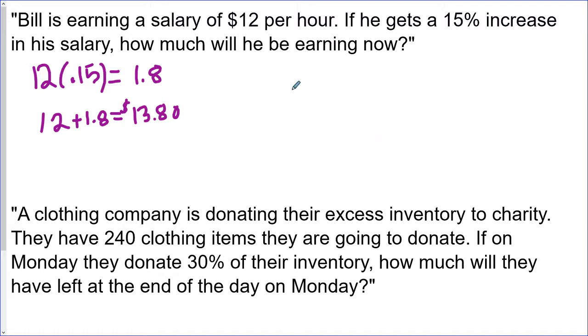For the one-step one, what I would do is I would do 12, 15% increase. So I'm going to have 1 plus 0.15 because I'm increasing it by 15%, which is just 12 times 1.15, which is also $13.80.